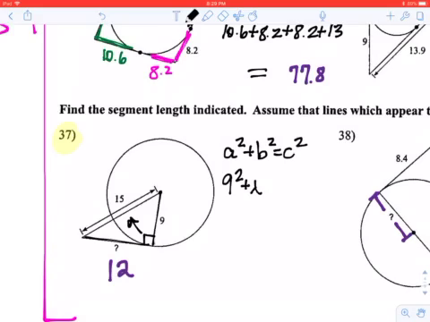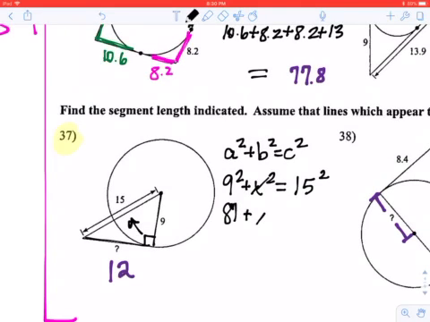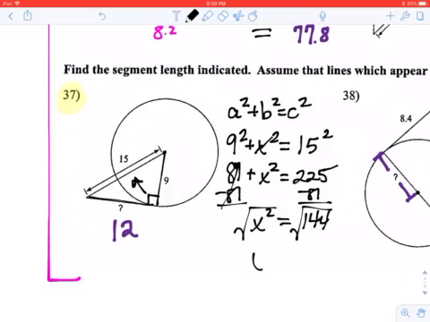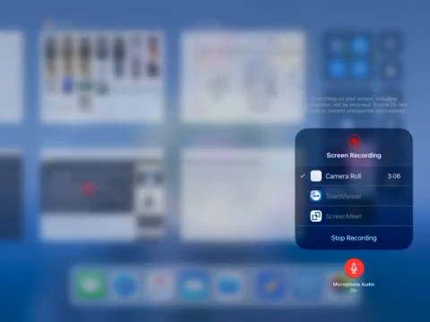So that would become 9 squared plus, we don't know, so let's call it x squared, equals 15 squared. That becomes 81 plus x squared equals 225. From there we subtract 81 from both sides of the equation to get 144 equals x squared. So lastly, you square root both sides and x is equal to, ta-da, 12. For a lot of the 8-4 questions, you're going to be doing Pythagorean theorem. Just so you know. All right, great. And let's pause.